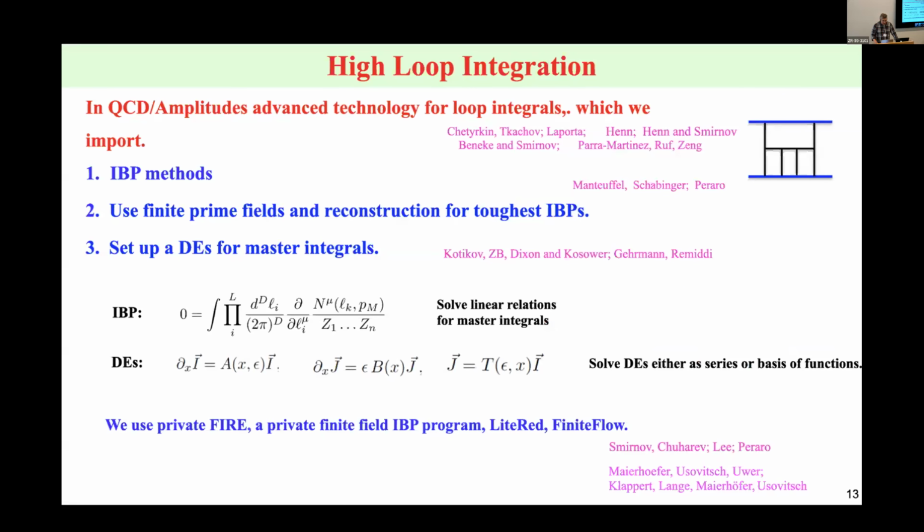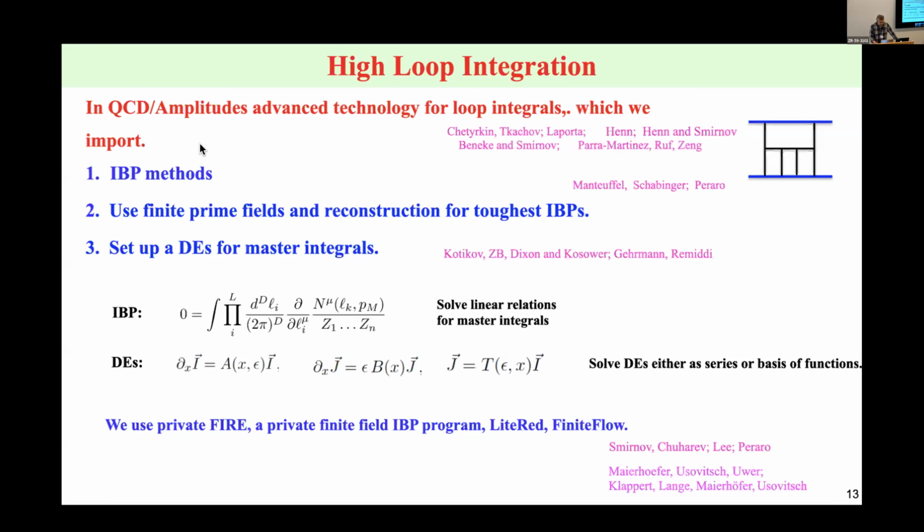Okay, how do you do one of these integrals? There's an integral, it looks something like this. There's a bunch of denominators, those are Feynman propagators, and there's some numerator. The basic idea is you don't do the integral by doing an integral. No one ever does an integral by doing an integral. You do it by completely different techniques.